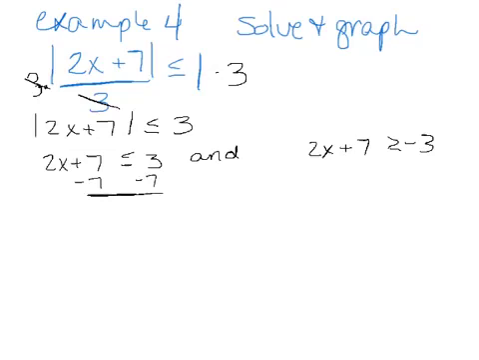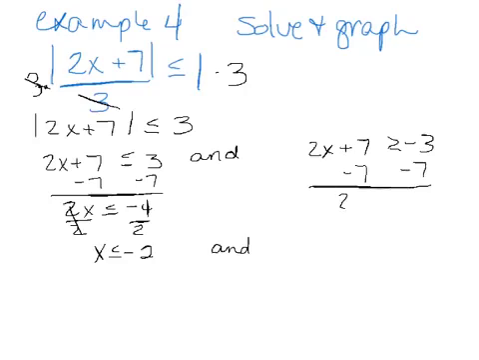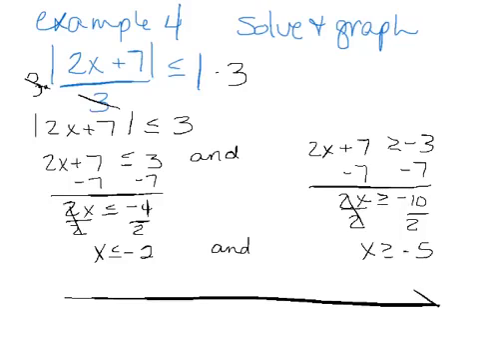Solve away. 2x is less than or equal to negative 4. x is less than or equal to negative 2. And 2x greater than or equal to negative 10. x is greater than or equal to negative 5.